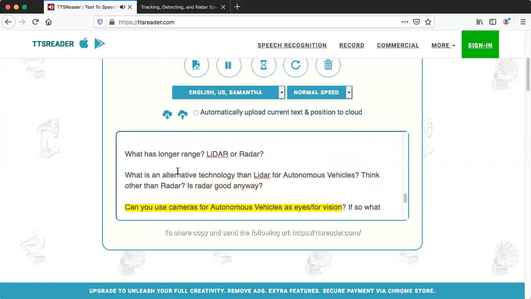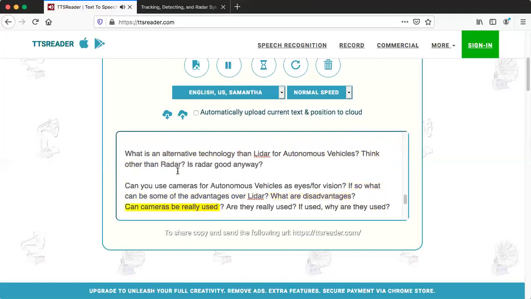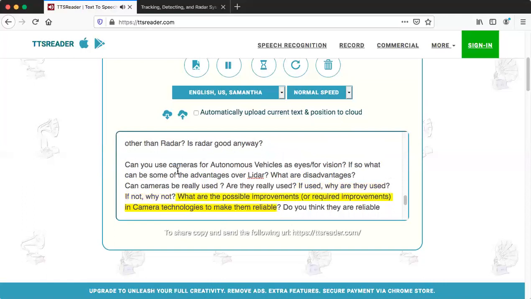Can you use cameras for autonomous vehicles as eyes for vision? If so, what can be some of the advantages over LiDAR? What are disadvantages? Can cameras be really used? Are they really used? If used, why are they used? If not, why not? What are the possible improvements or required improvements in camera technologies to make them reliable?